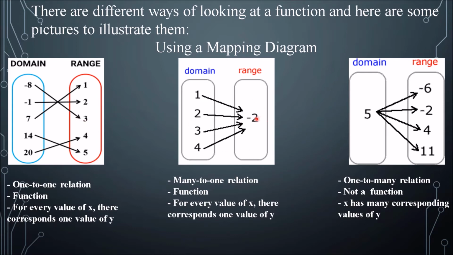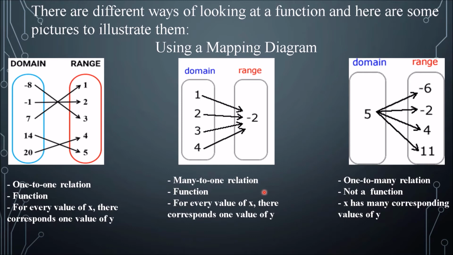Let's have this second diagram. As you can see, many values of x correspond to one value of y, which is -2. So this is a many-to-one relation. And many-to-one relation is a function. Why? Because for every value of x, there is only one value of y, which is -2. So 2, -2. 3, -2. 4, -2. There's only one value of y. So this is a function.